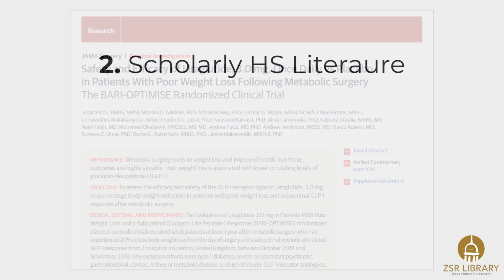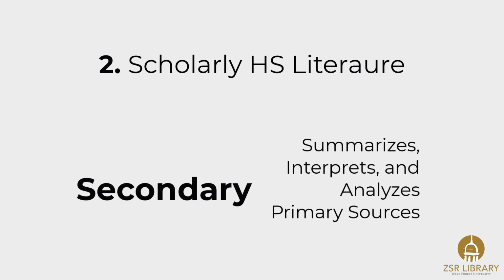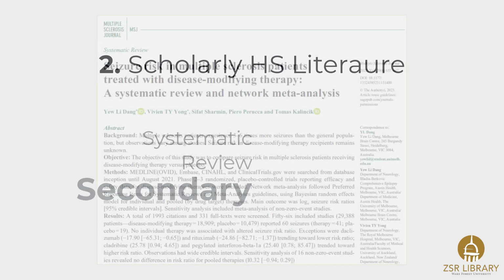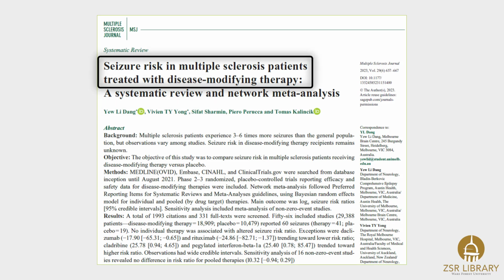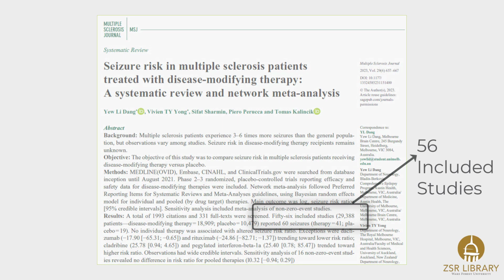Another type of scholarly work is a secondary source, and that's a work that summarizes, interprets, and analyzes primary sources, often to provide an added value or context to the primary source. A great example of a secondary source is a systematic review. Through systematic literature searching and statistical analysis, systematic reviews can provide physicians, researchers, and policymakers with the best evidence on disease diagnosis, prognosis, therapy, or etiology by finding gaps and commonalities through multiple study synthesis.